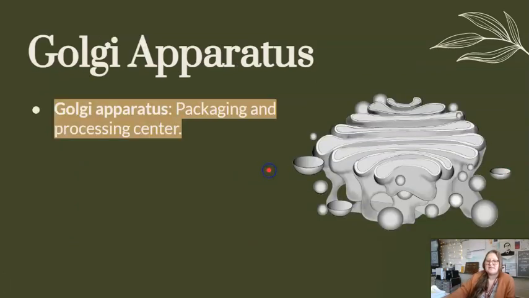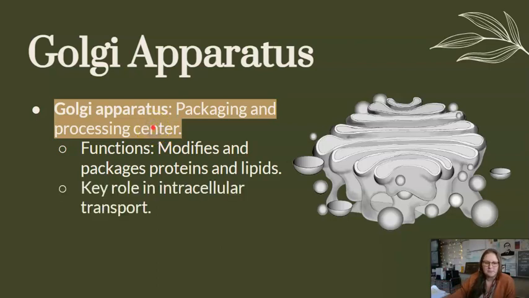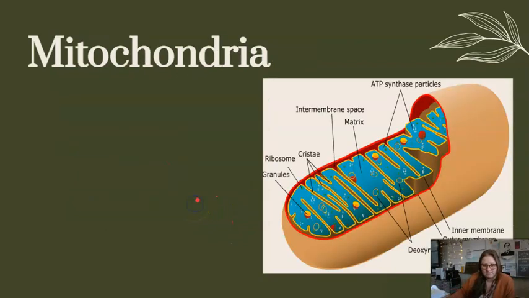All right, Golgi apparatus. This is like the FedEx of the cell, more folded membranes. It is the packaging and processing center, and it modifies and packages proteins and lipids to be sent wherever they need to be sent. They play a key role in intracellular transport. So intra meaning like between.